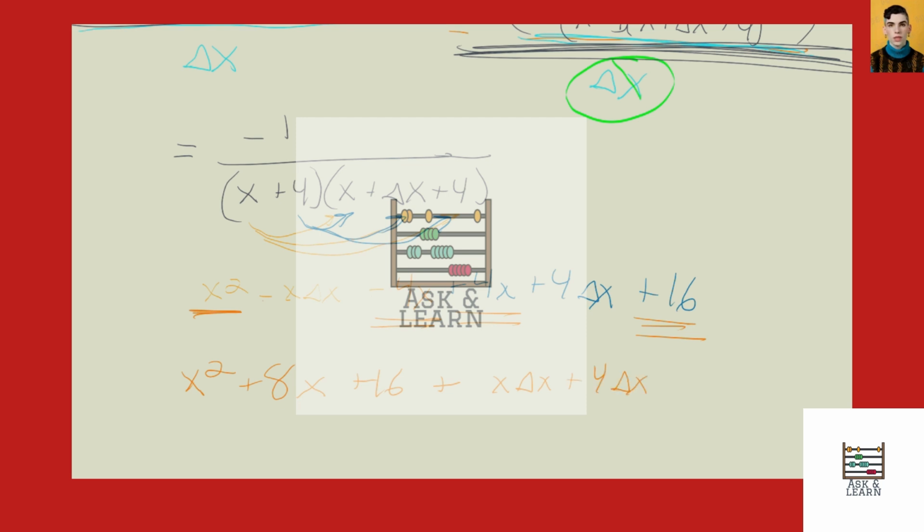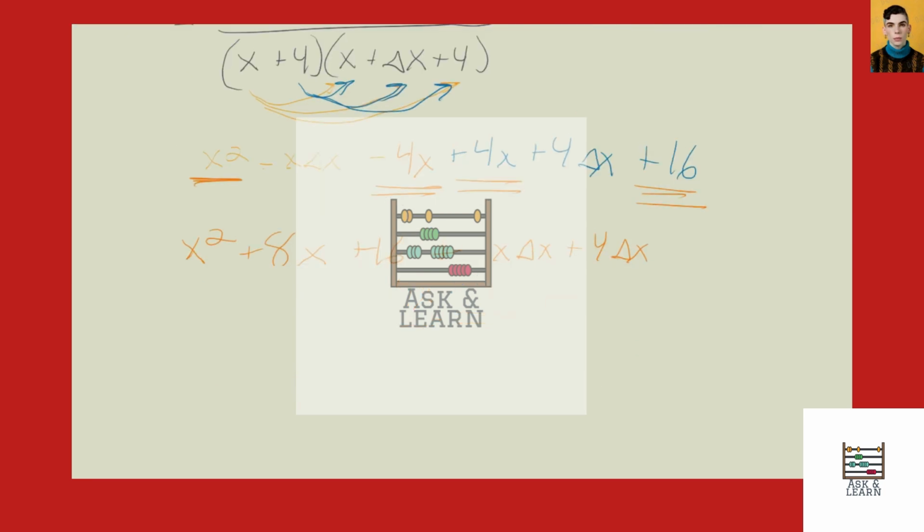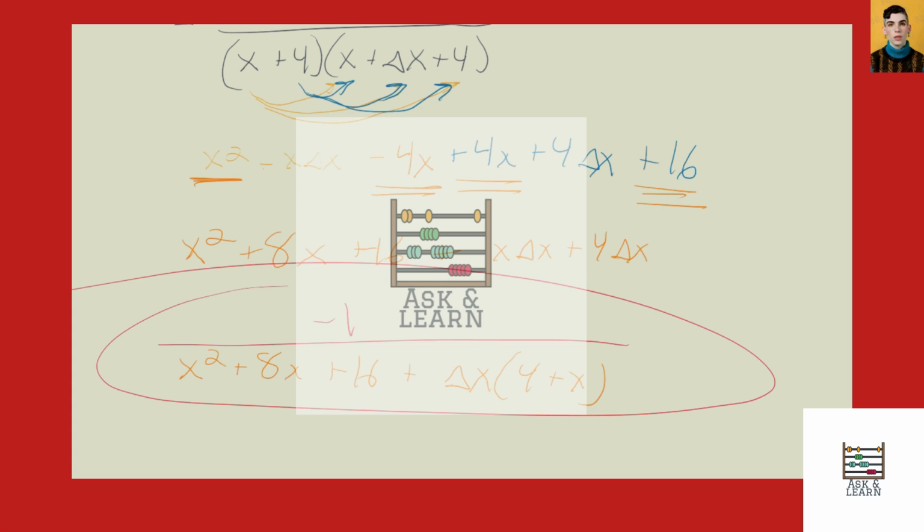And then what they did is they factored out the delta x from that last bit. So we get x squared plus 8x plus 16 plus delta x times x plus 4, or 4 plus x. I can't remember which way they wrote it. All right, so there's that. And then the whole thing was under negative 1. So there's your final answer that they gave in the book.